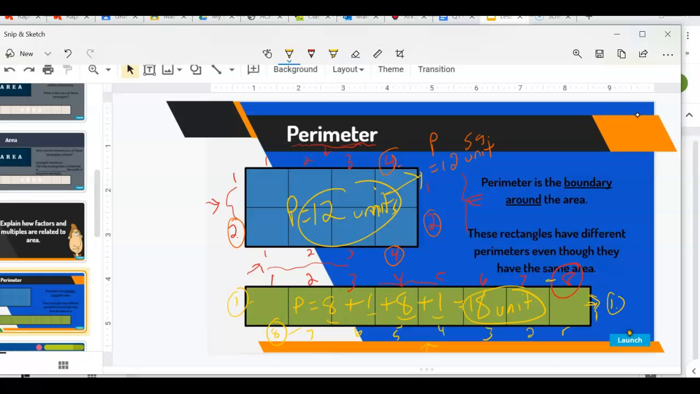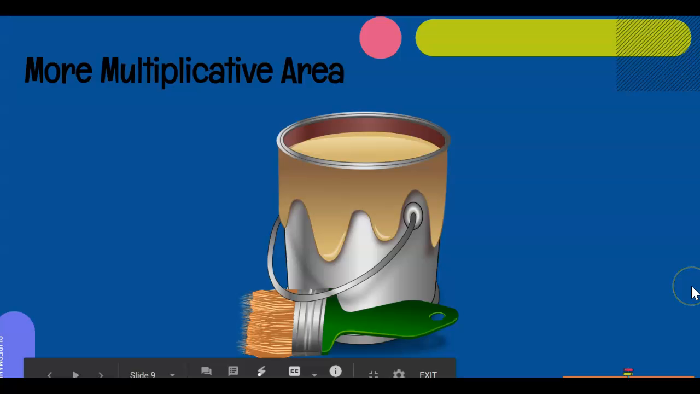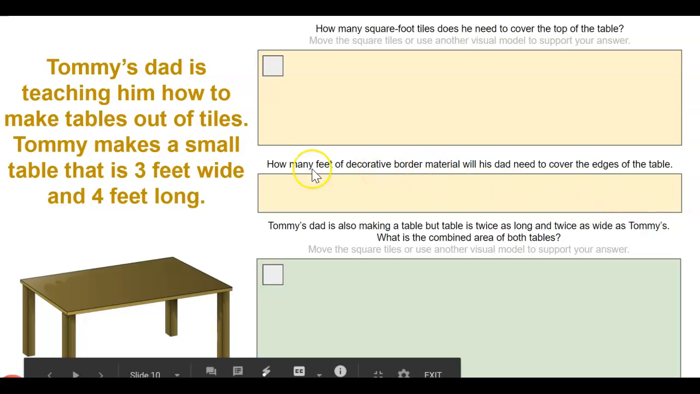12 at the top and 18 at the bottom. So on to our next slide, we're going to be moving into more multiplicative area problems. And just moving on to our next one.